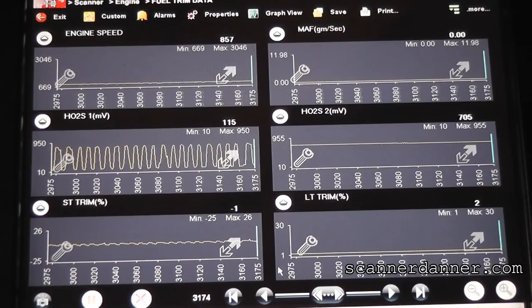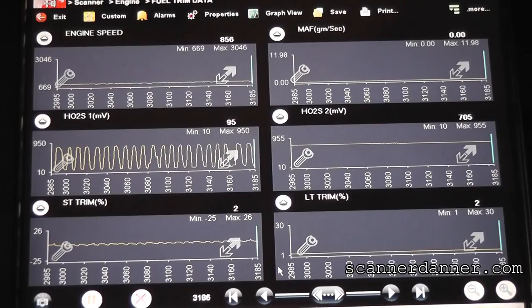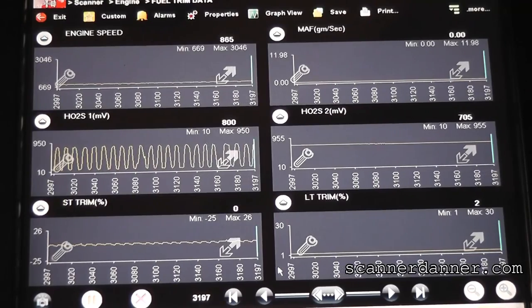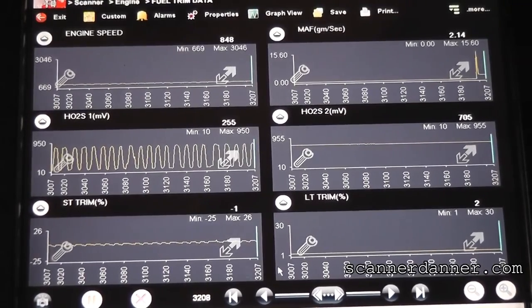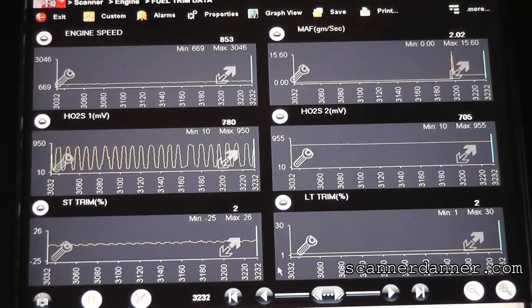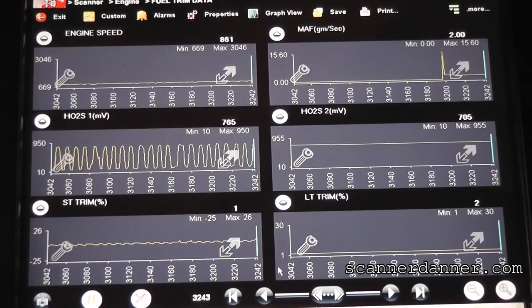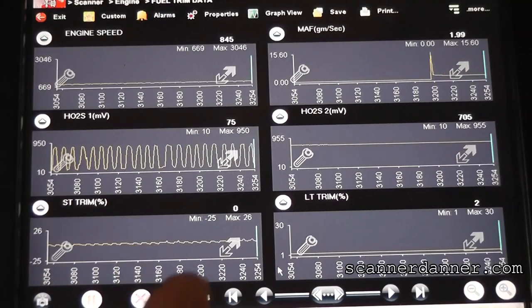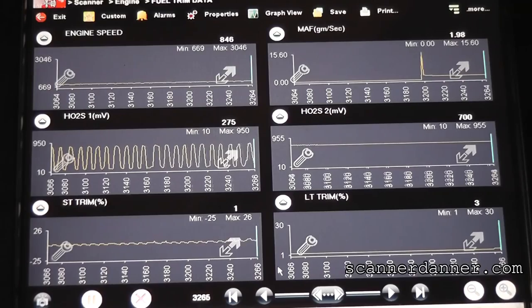But let's back up now. Let me plug the mass airflow back in. We may need to cycle the key for the computer to start using it. I don't know. We'll see the reaction here in a second. Mass airflow is plugged back in, and that is correct. The computer is not using that mass airflow because it had set that fault.